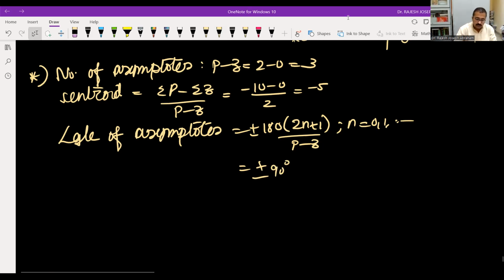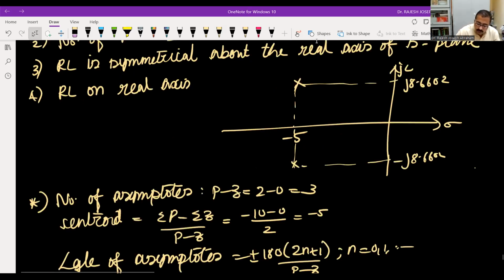So the centroid is minus 5, and this is our asymptote. One is at plus 90, one is at minus 90. These are the asymptotic lengths. Now what next? Since we have a pair of complex conjugate poles, we need to determine the angle of departure.